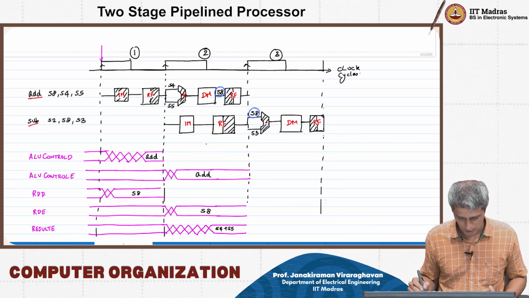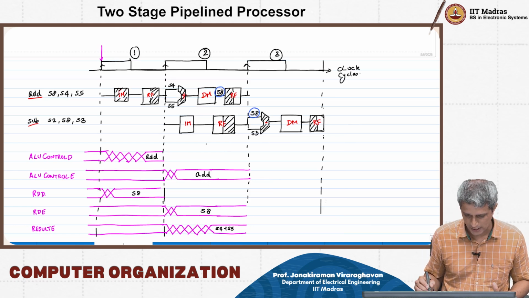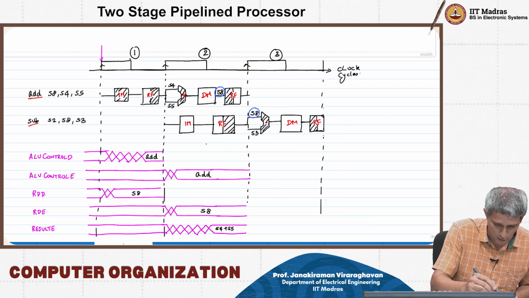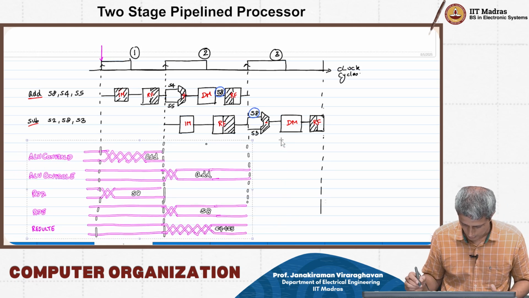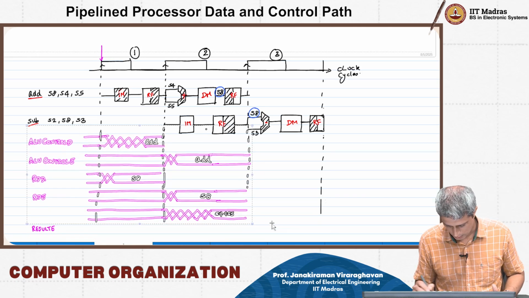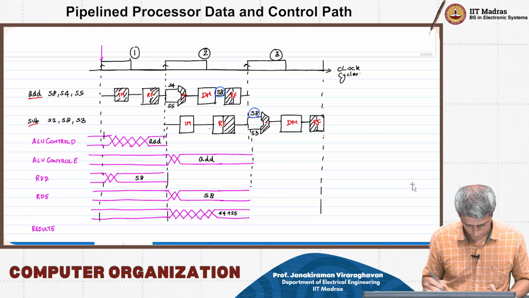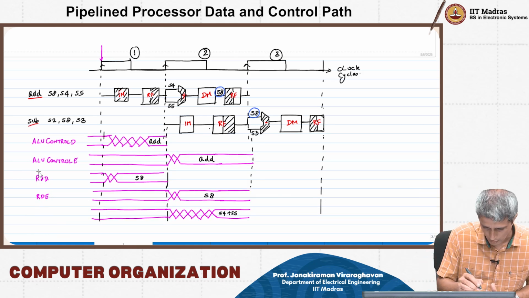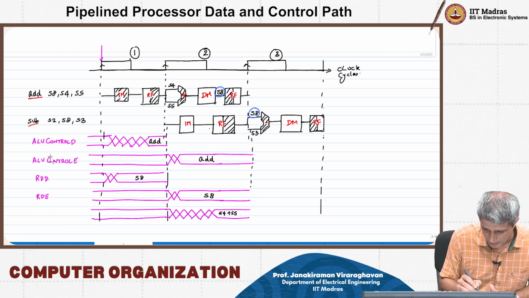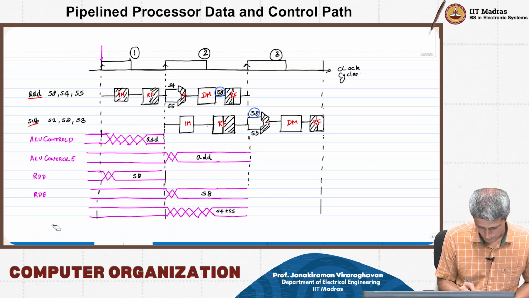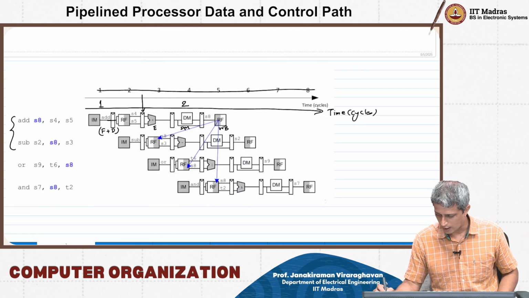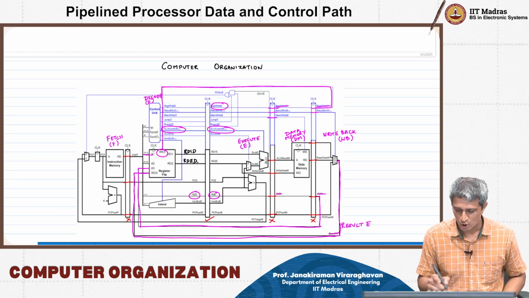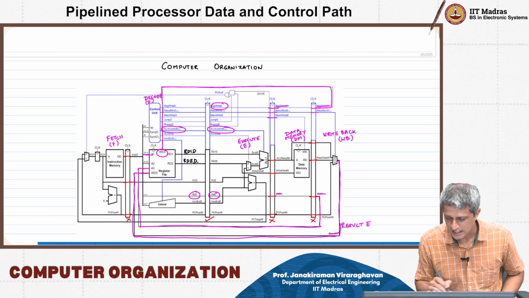Okay, so this is what I have, but I need a little more space now, so let me try to move some of this. Okay, this looks okay. I will call this result E as usual. And where is my reg write E signal?